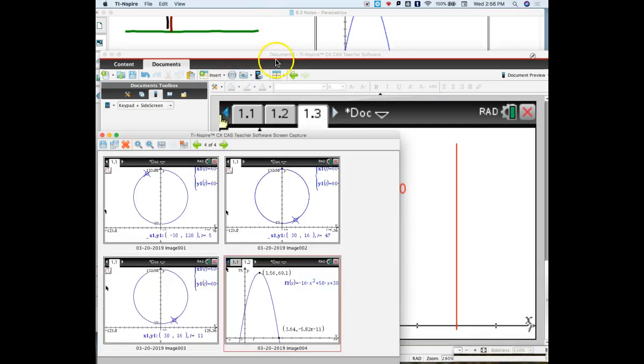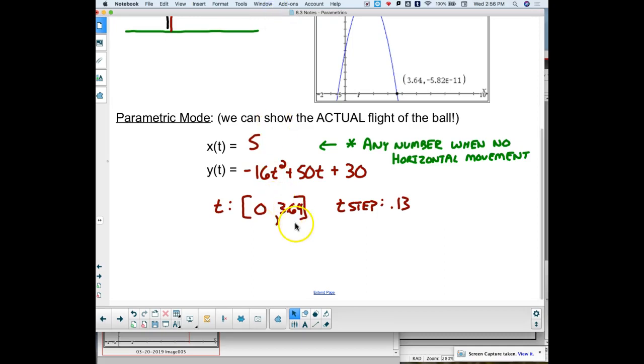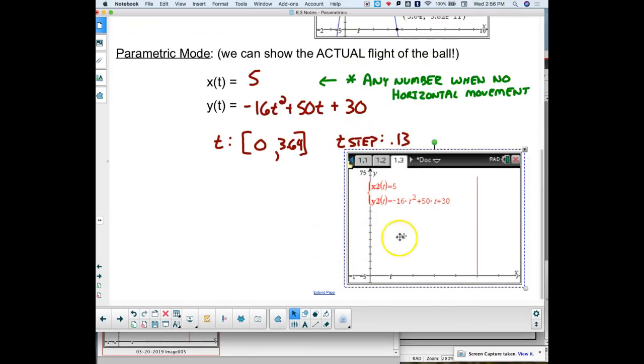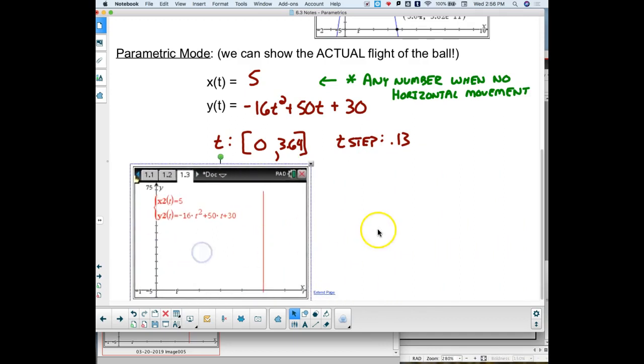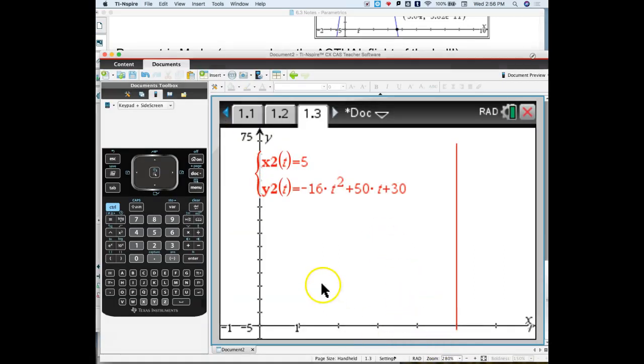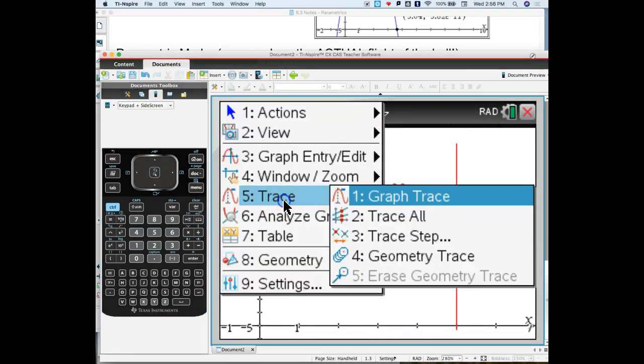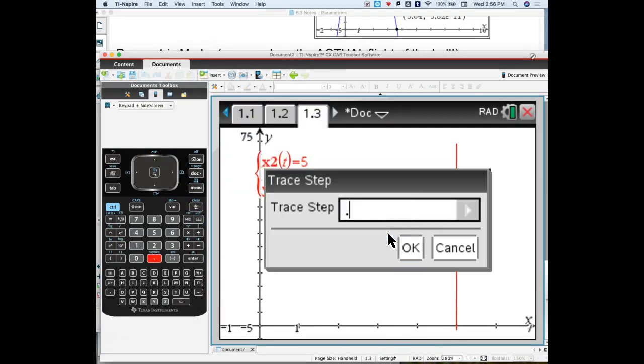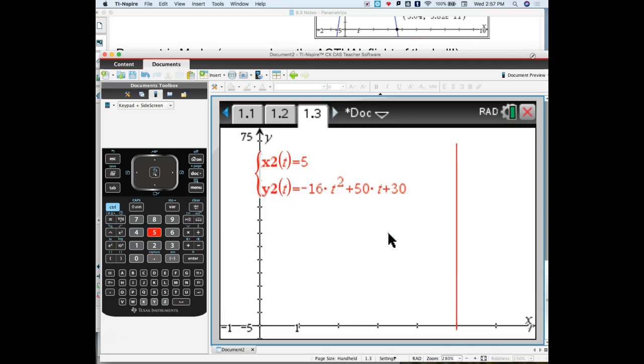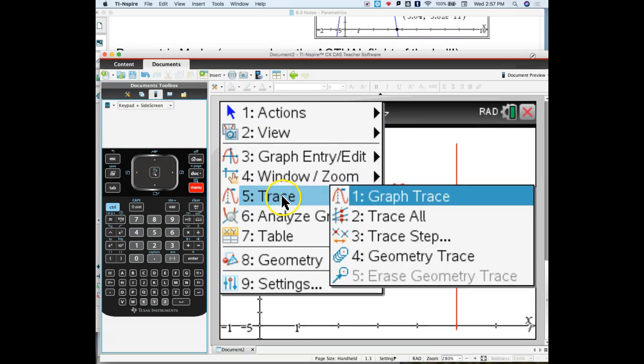I added a little bit to my t values. Instead of 3.64, I went 3.7. And now that's the true motion of that ball, going straight up and coming straight back down, which we can show when we trace it. If I go to menu, trace, trace step, I'm going to use a t-step here of 0.5 seconds because it's only in the air for 3.5 seconds.